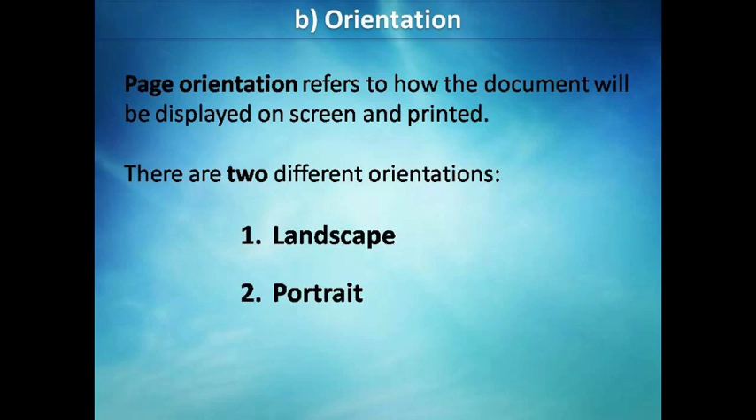Page orientation. Page orientation refers to how the document will be displayed on the computer monitor, and how the document will be displayed when we take a printout. There are two different orientations available in OpenOffice Writer. They are landscape and portrait. Let us see what we mean by landscape and portrait, and how to change these orientations in OpenOffice Writer.